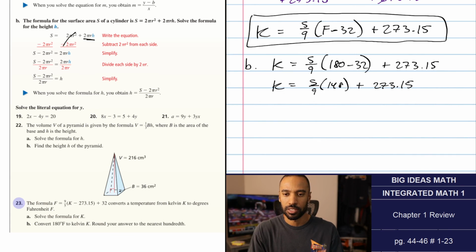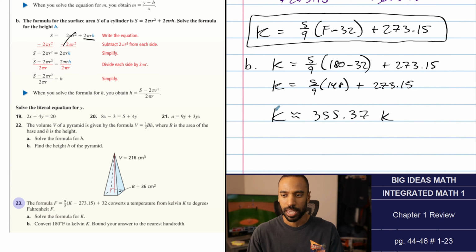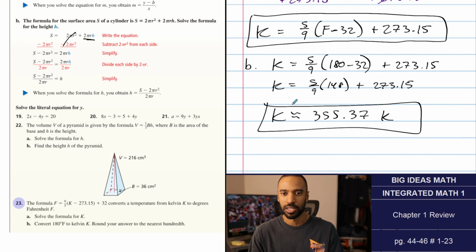Not doing any early rounding. Let's go straight there and figure out what we got. We got 5/9, which in itself is a repeating decimal. Look at that. We got 5/9 times 148 plus 273.15. And my answer here is around 355, and they say nearest hundredth, that's 2 decimal places, 355.37 Kelvin. So K is about 355.37 Kelvin. K is actually literally the unit for Kelvin, which is kind of weird to see. K equals this K.